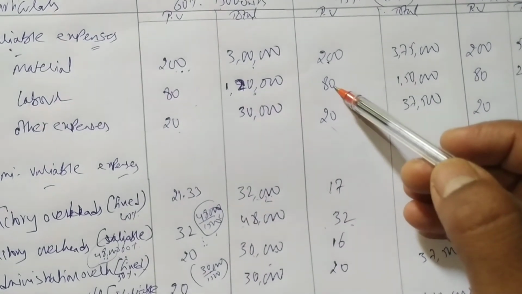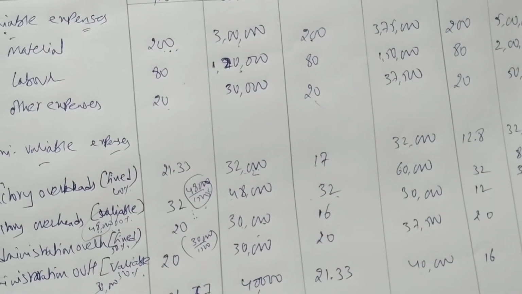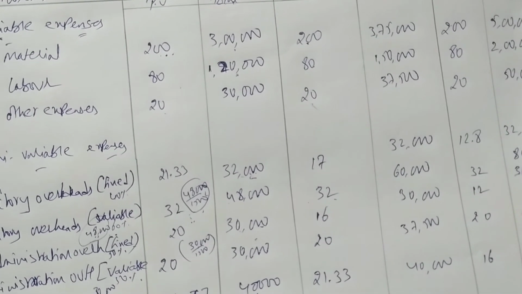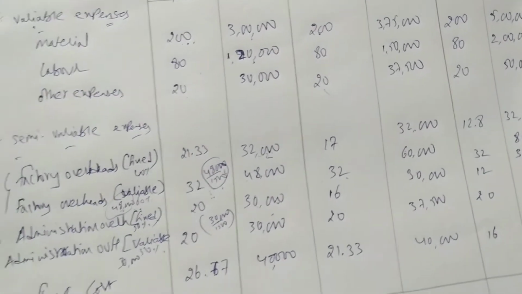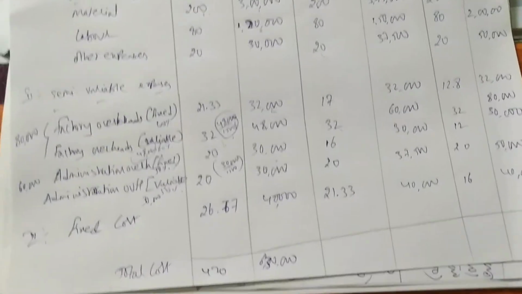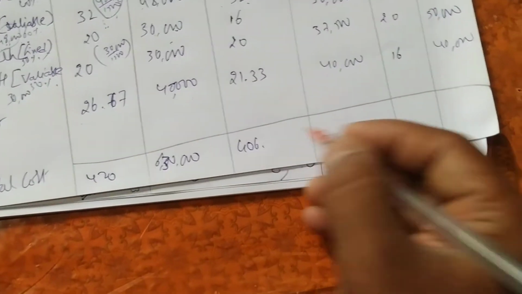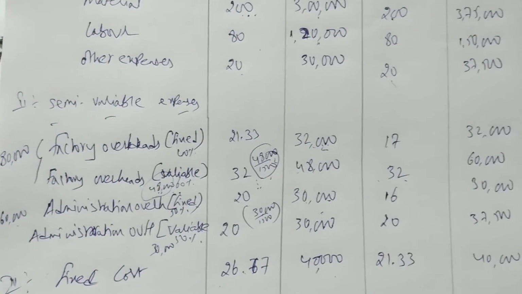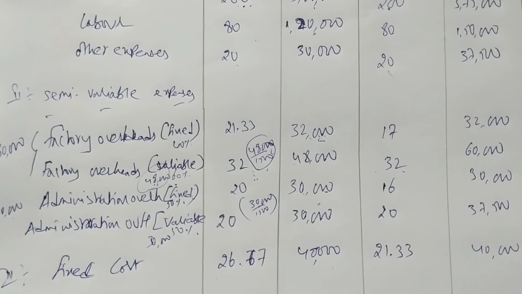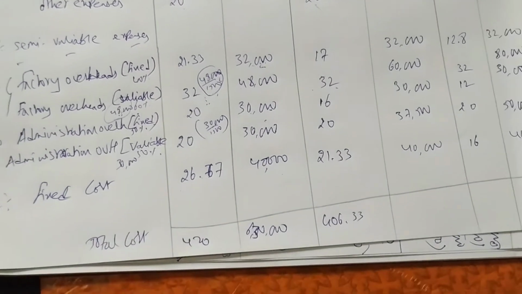Here also we'll do the total. 20 plus 80, 300 plus 17 plus 32 plus 16 plus 20 plus 21.3, 406.33. Okay, let me do it one more time. 300 plus 17 plus 32 plus 16 plus 20 plus 21.3, 406.3.